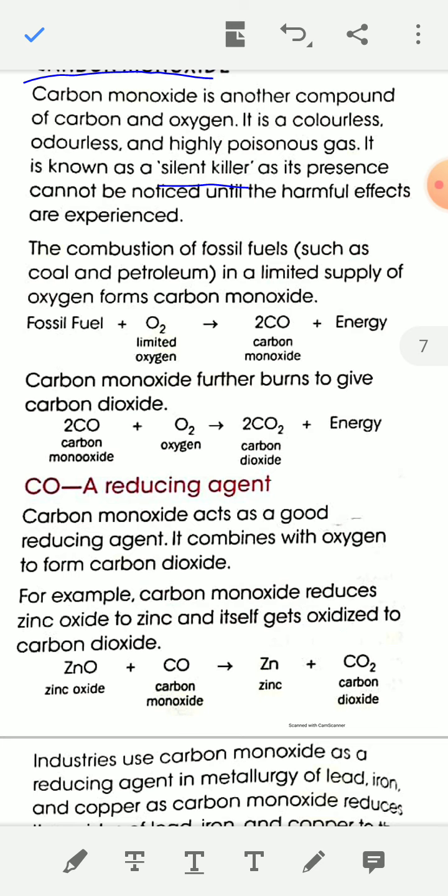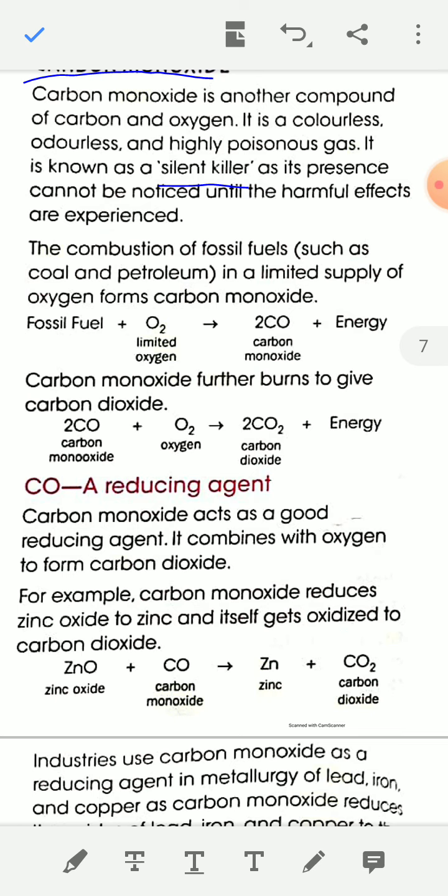The combustion of fossil fuels such as coal and petroleum in a limited supply of oxygen forms carbon monoxide. So when fossil fuels are burned in a limited supply of oxygen, you will get carbon monoxide gas. And carbon monoxide further burns to give carbon dioxide gas, that is CO plus O2 gives CO2 plus energy.